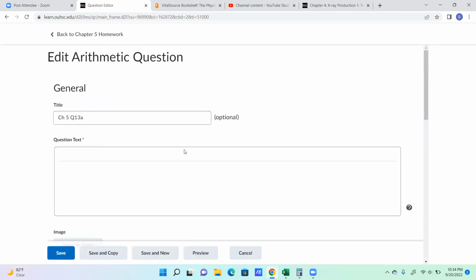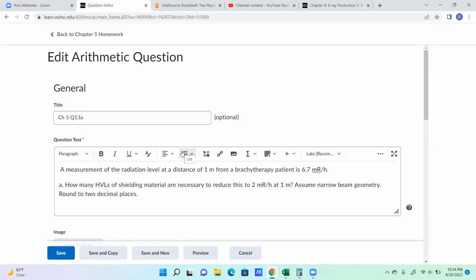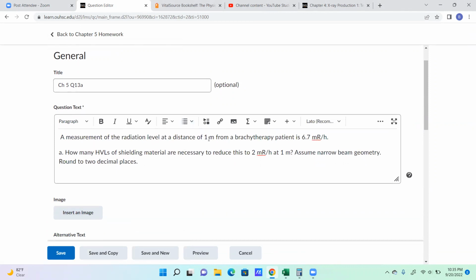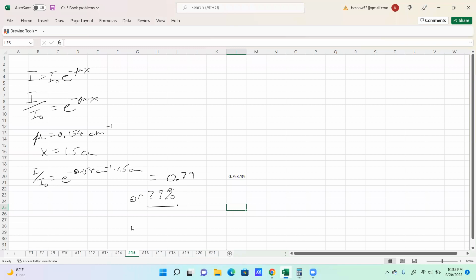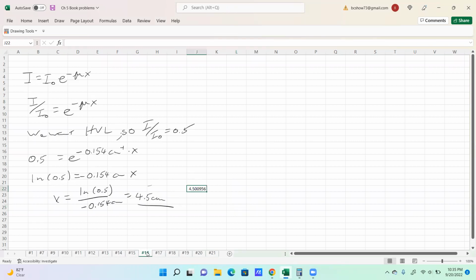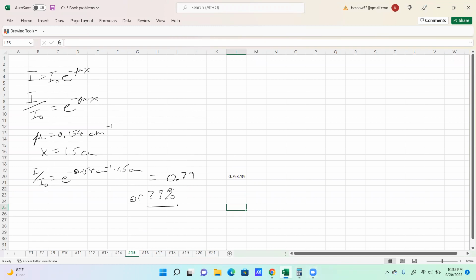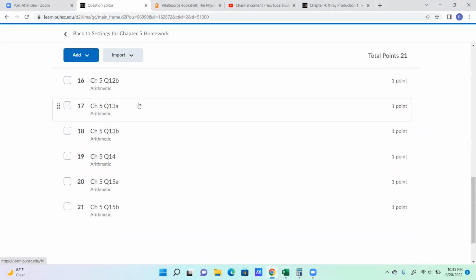For problem 17, a measurement of the radiation level at a distance of 1 meter from a brachytherapy patient is 6.7 milliroentgens per hour. How many half-value layers of shielding material are necessary to reduce this to 2 milliroentgens per hour at 1 meter? Since the distance is the same, let's see, did I skip? I did skip. I'm sorry, I need to go back to number 15. That's my mistake. I apologize for that.